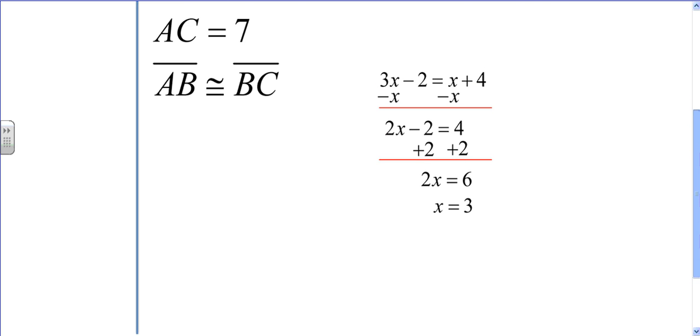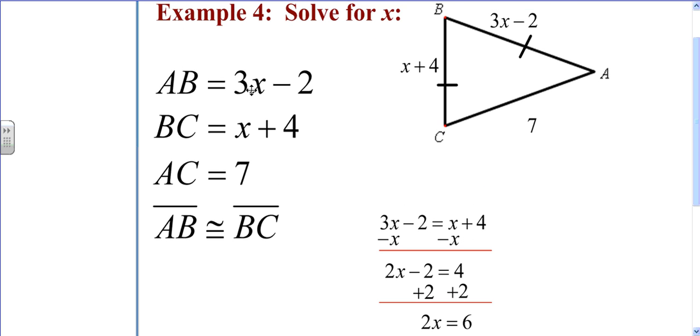And then if 2x is equal to 6, and I divide both sides by 2, we will get x is equal to 3. And if I plugged that in here, 3 times 3 is 9. 9 minus 2 is 7. So this side would be 7, and that side would be 7 as well. And it's along the same scale. And actually, it would be an equilateral triangle because all 3 sides would be 7.